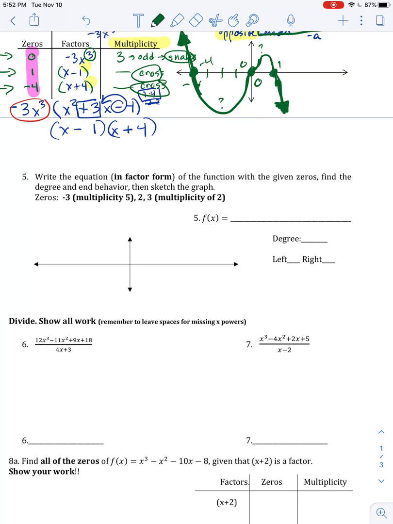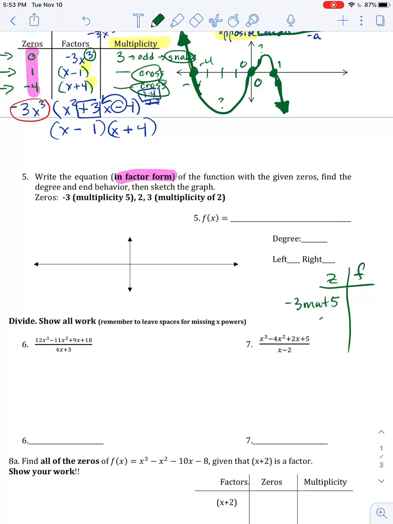Okay, and this can be time consuming if you don't know what you're doing, so you definitely are going to need to come into it prepared. Write the equation in factor form so I don't have to multiply it out. Okay, so that's good news. With the given zeros, I'm going to think about my zeros and my factors.